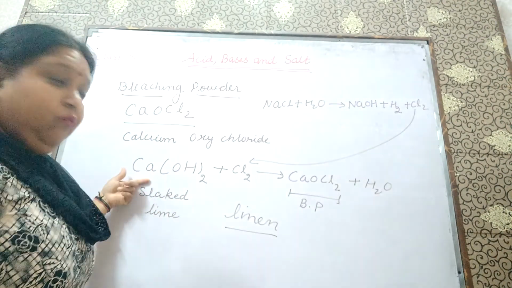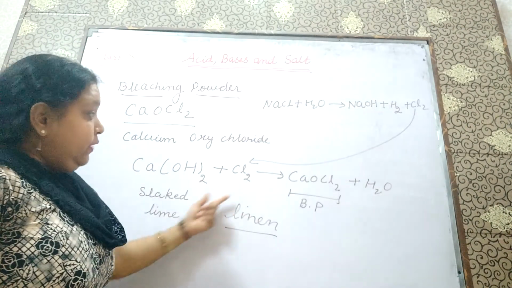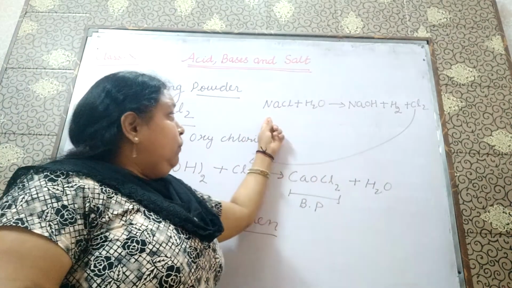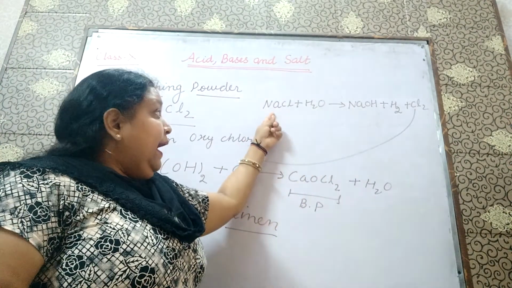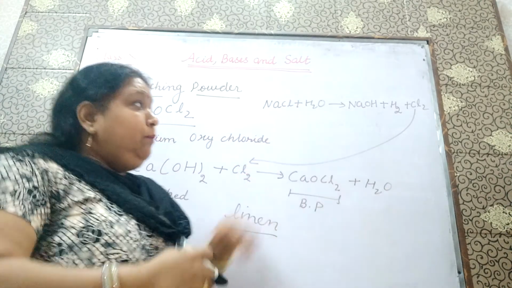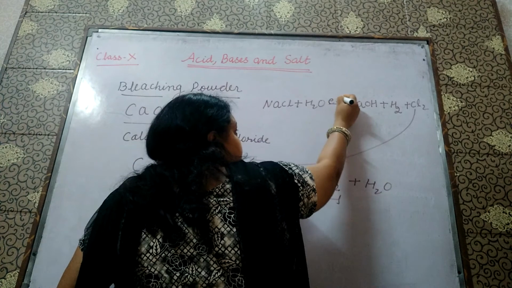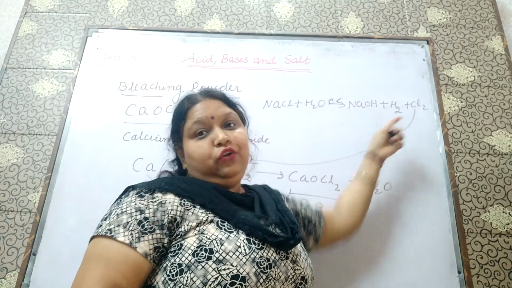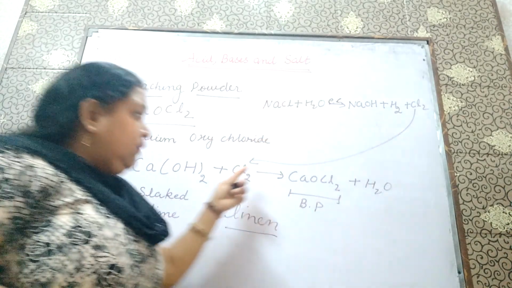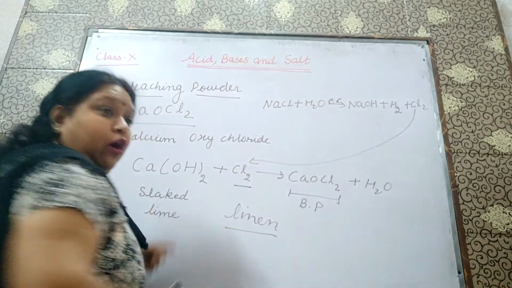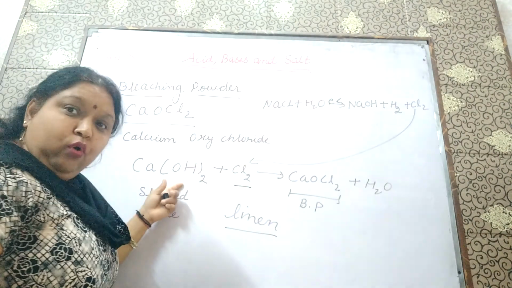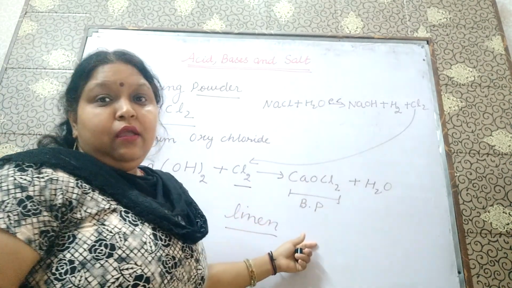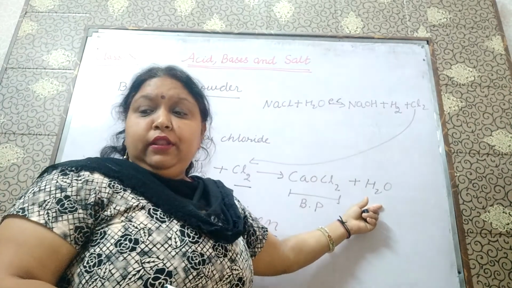It is prepared when we take slaked lime along with chlorine gas, the gas which we have got from the chlor-alkali process. NaCl and H2O, when they mix in presence of electric current, then we are getting NaOH, H2 and Cl2. That Cl2 we have taken here in our reactant along with calcium hydroxide, and what we got? We got calcium oxychloride, that is bleaching powder, and along with water.